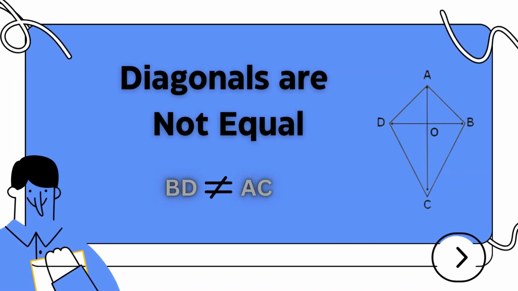Diagonals are not equal. BD is not equal to AC.